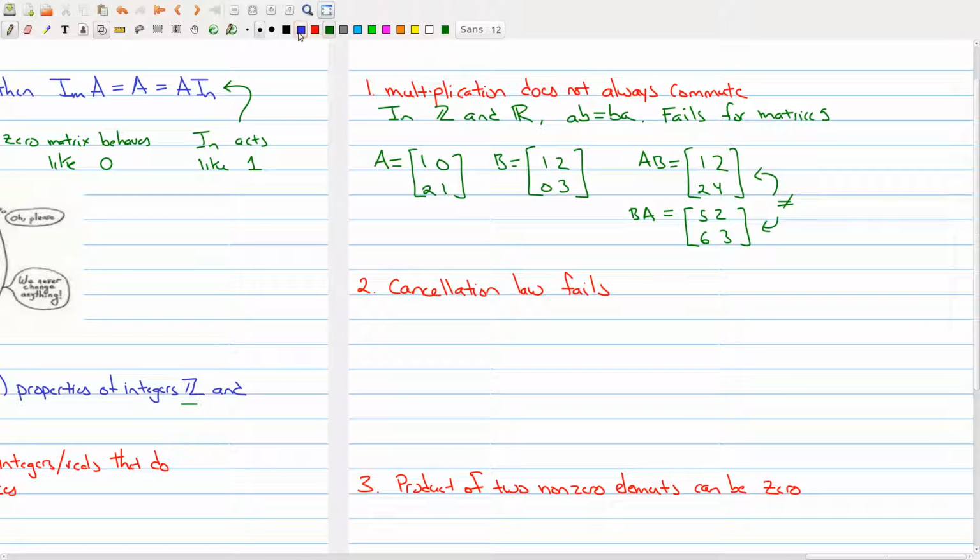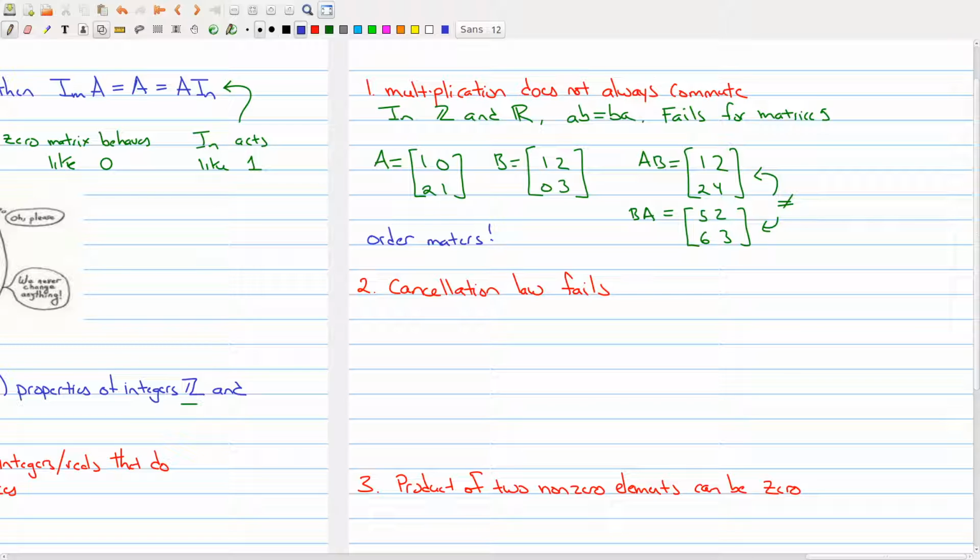So what I want to highlight here is that order matters when you're talking about matrix multiplication. Do not change the order of your matrices in which you're multiplying. If you change the order, you may mess up your answer. So that's one major difference between the integers and the real numbers and matrix multiplication.